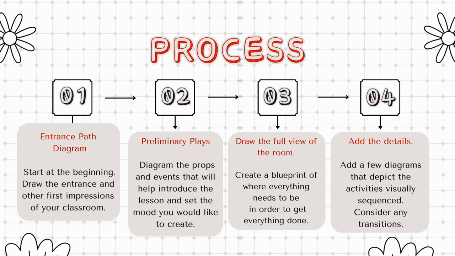Then the third step is to draw the full view of the room. You're going to create a blueprint where everything needs to be in order to get everything done. And finally, the last part is the details. You'll continue to add a few diagrams that depict the activities visually sequenced.